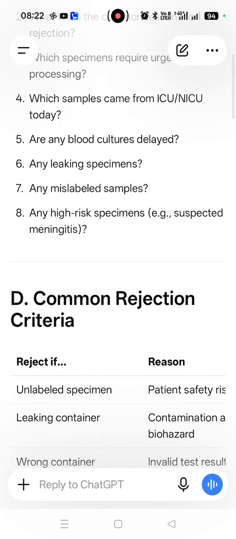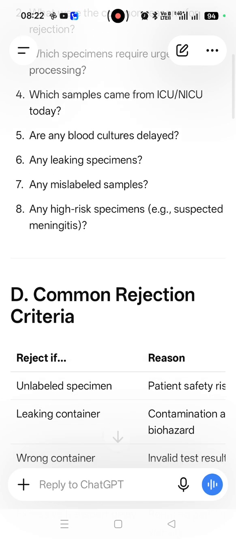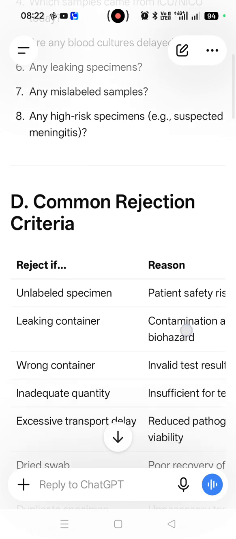Any leaking specimen is there? Any mislabeled sample is there? Any high risk specimens have been tested in the lab? So these type of things should be asked, and if you make the cross list or the checklist, then it is also very important, because nothing can be missed then.